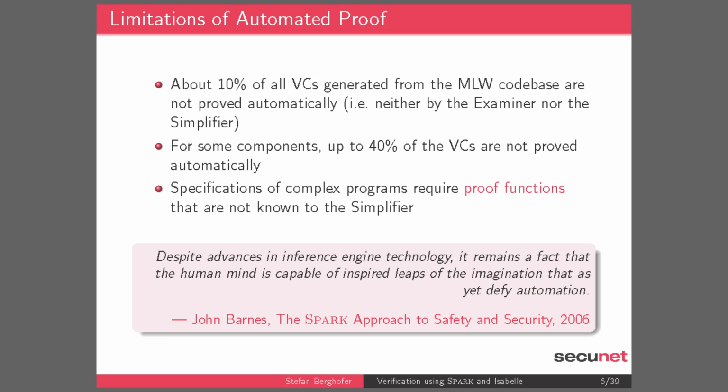So I had a look at log files generated from our multi-level workstation code base, and I noticed that about 10% of all VCs generated from that code base are not proved automatically, which means neither by the examiner nor by the simplifier. And for some components, even up to 40% of the VCs were not proved automatically. And moreover, in order to write down complex specifications, we sometimes require proof functions that the simplifier doesn't know anything about. So therefore, it cannot really solve VCs including such proof functions.